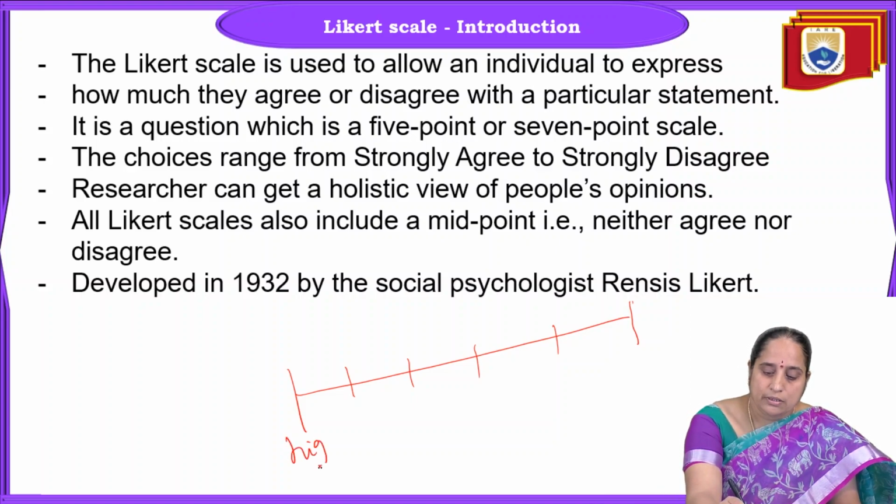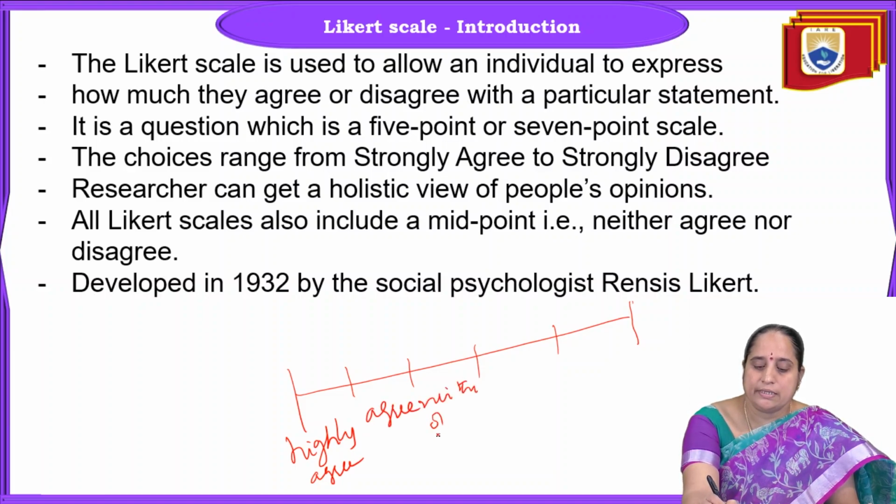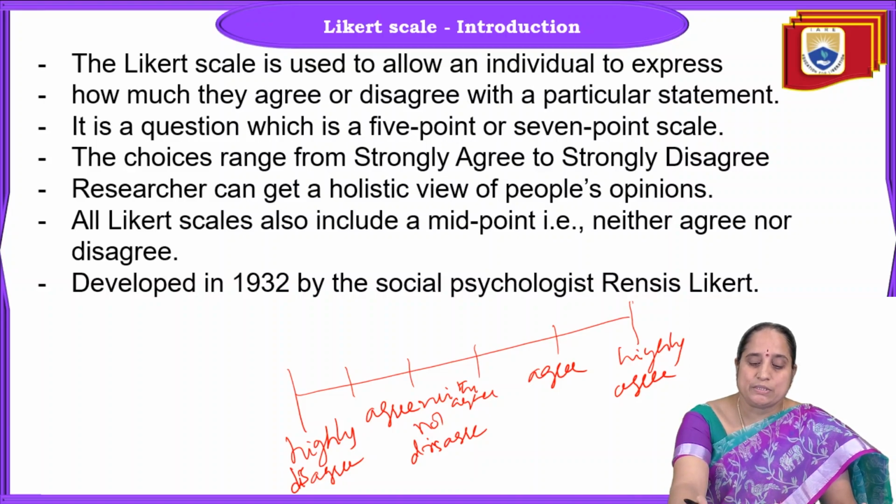When you are able to measure the level of agree or disagree, we used to consider two extreme points, highly agree or agree, neither agree nor disagree. Then agree, highly. See, here disagree and here it is agree. So like this we used to specify the scale of Likert scale whenever you are going to consider the agree or disagree about a particular statement.